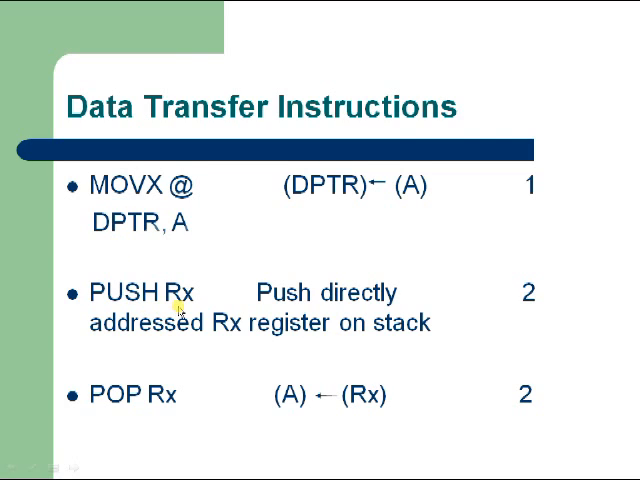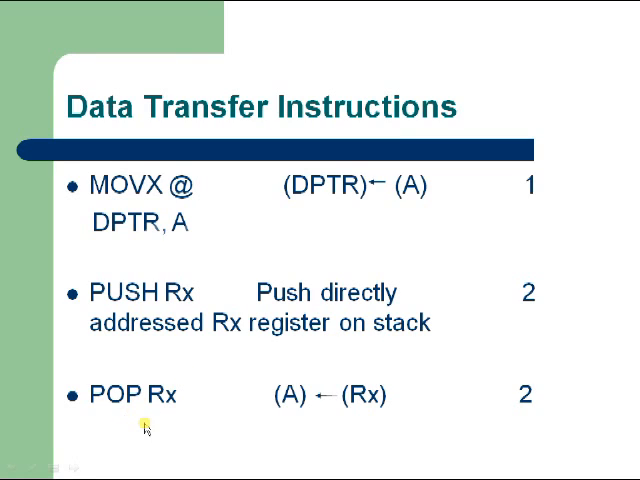Now PUSH Rx: push the directly addressed Rx register onto the stack. Here Rx indicates an address, the address of a register. For example, if I want to insert the data item present in the R0 register of bank 0 into the stack, then I have to use PUSH 00, which means the contents present in location 00 will be inserted onto the stack. So PUSH Rx, where Rx indicates the directly addressed register.